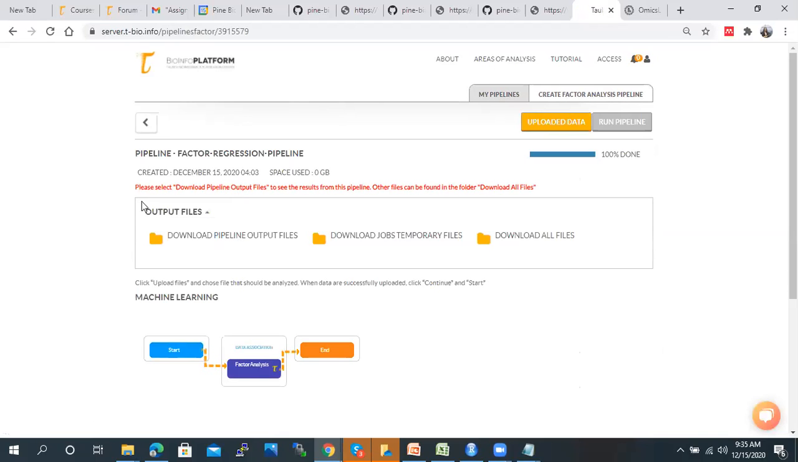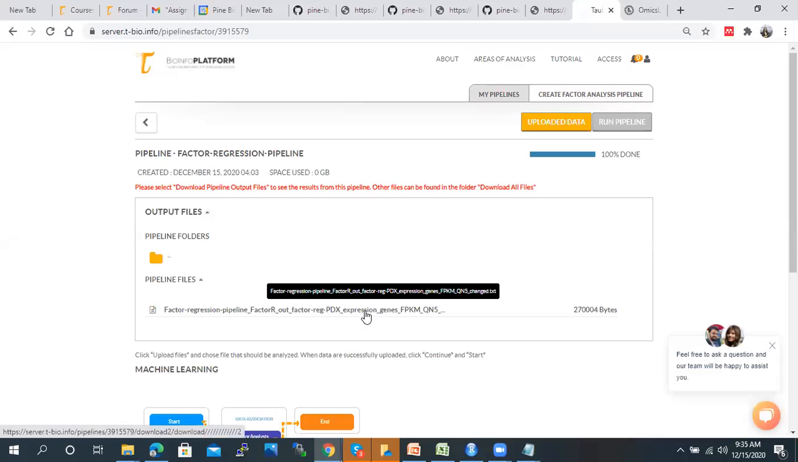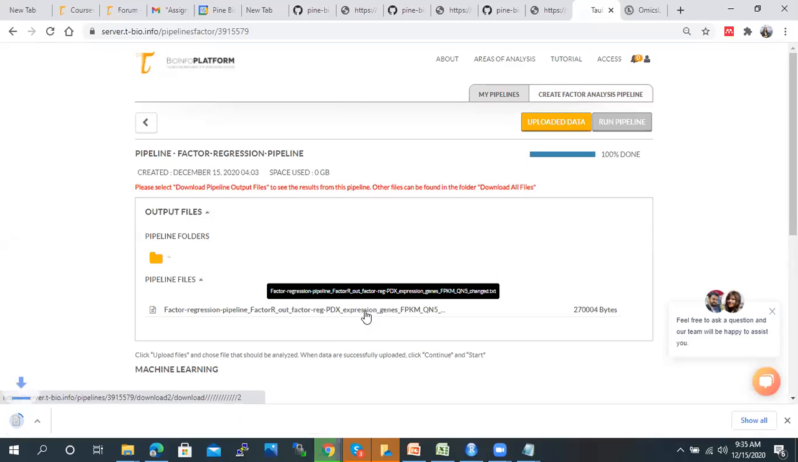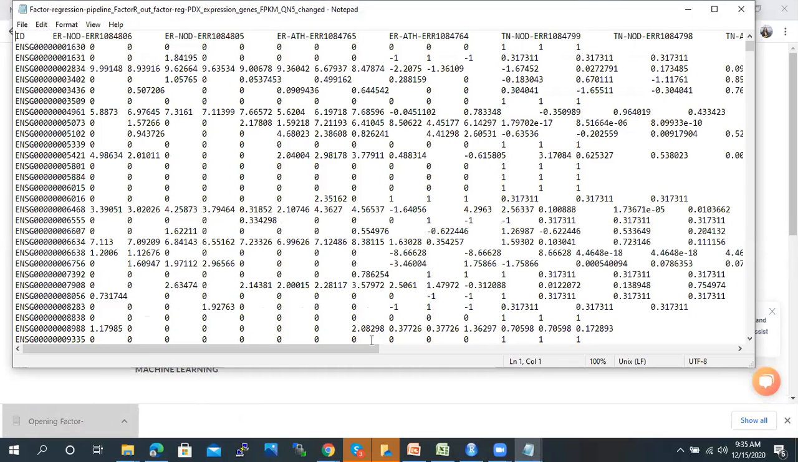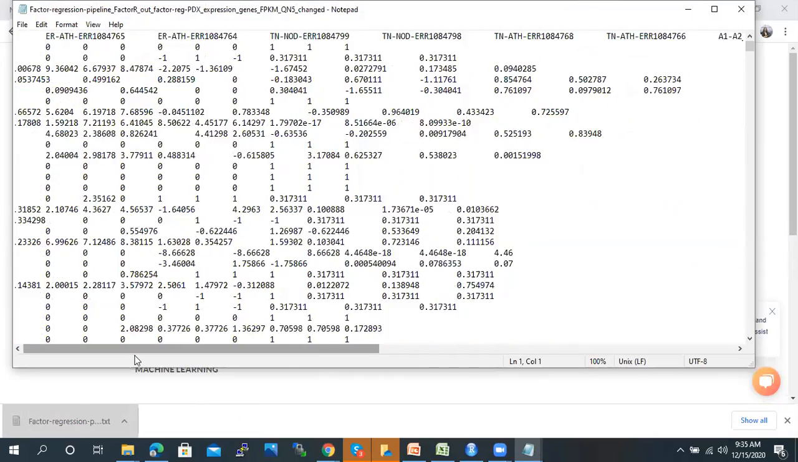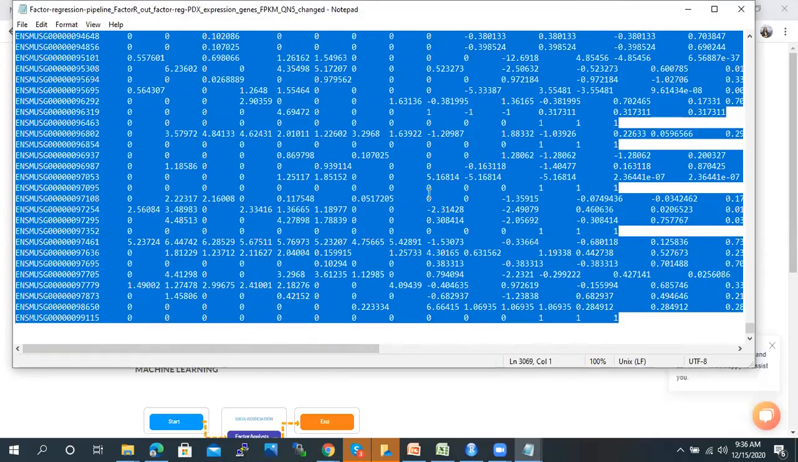So here, by clicking on it, there is the download pipeline output. Here I have obtained this output. So now let me just copy it and paste it in Excel just to show you what it represents.